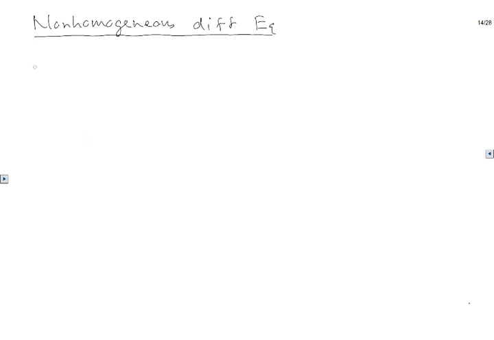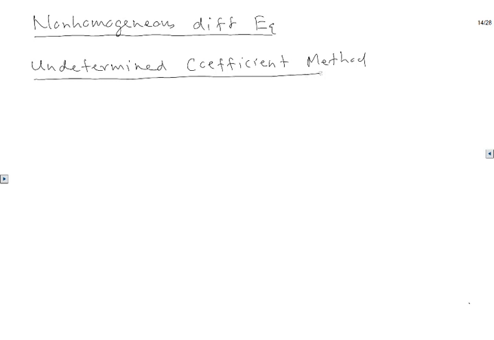What we call the Undetermined Coefficient Method. Under the Undetermined Coefficient Method, we can handle three types of differential equations. We can talk about that later. So let's discuss how the method works.